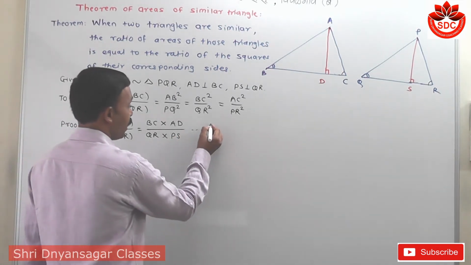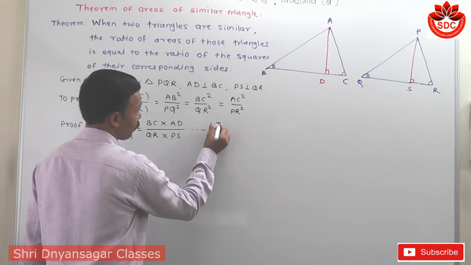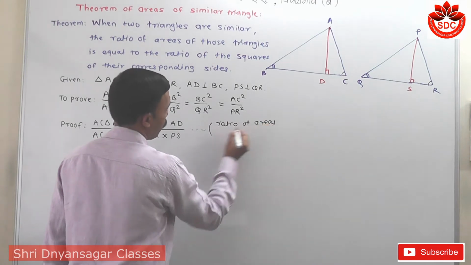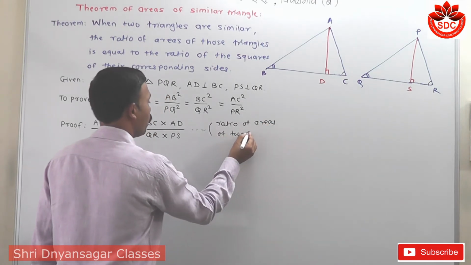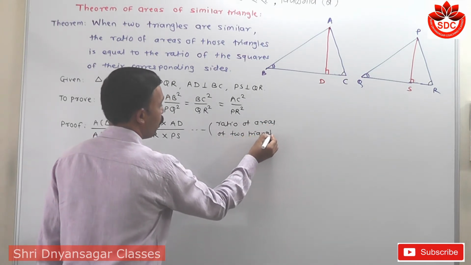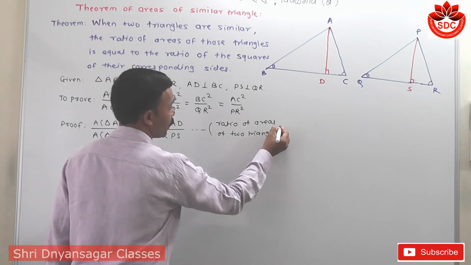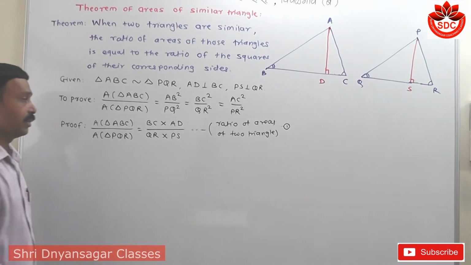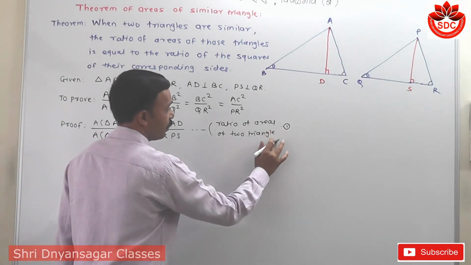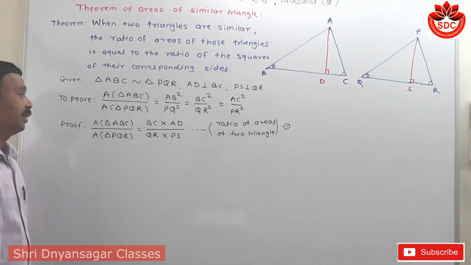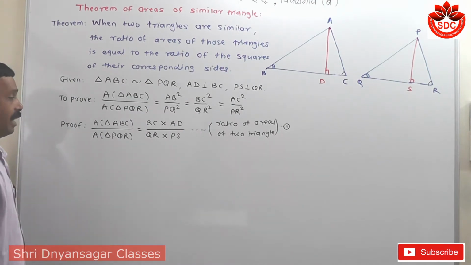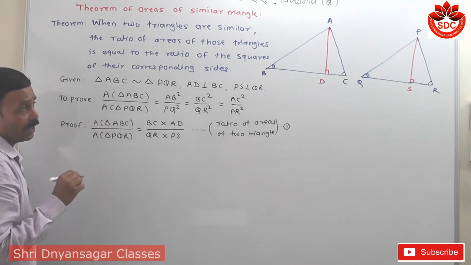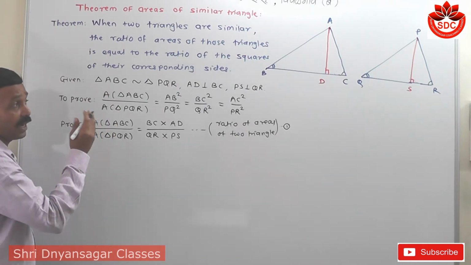Now this is equation number one. We write the reason as the ratio of areas of two triangles, or simply you can write it is property first. Let this be equation number one. I take this as one bracket, equation number one.